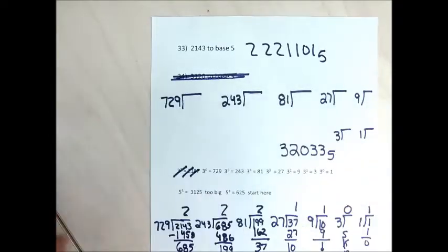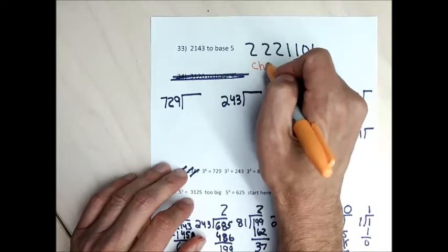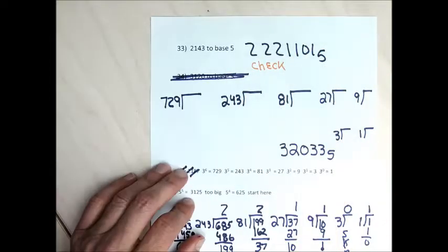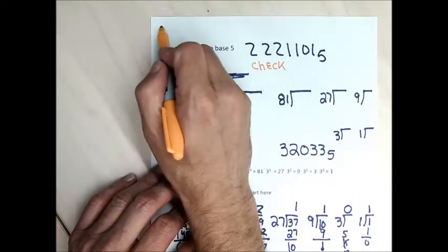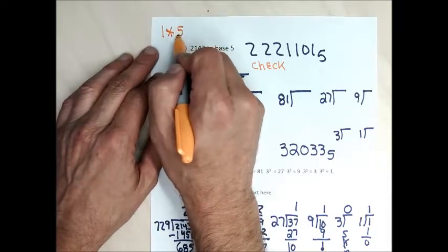How do I check my answer? Super easy to check. I do the process in reverse. So I'm going to try to check my answer. To check my answer, I'm going to change this number back to base 10. And how do I change it back to base 10? I write the number backwards, and I start multiplying by powers of 5, starting with 0.